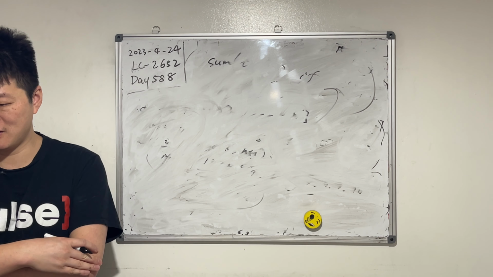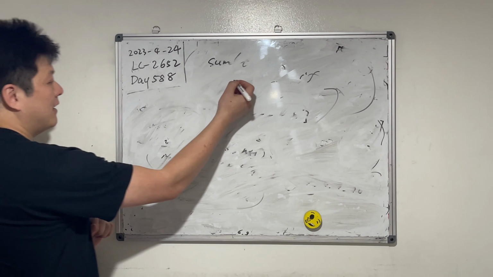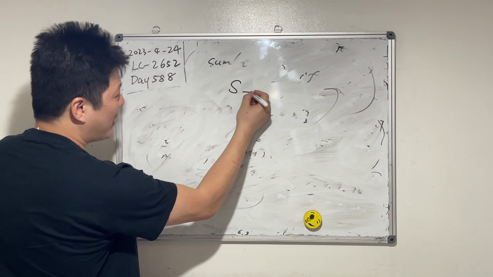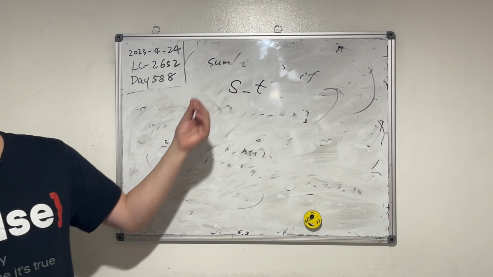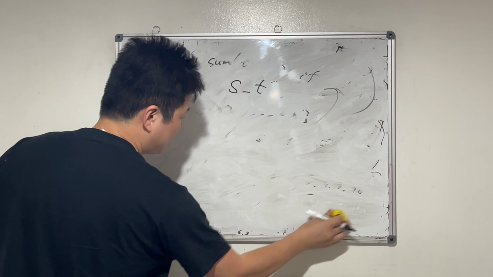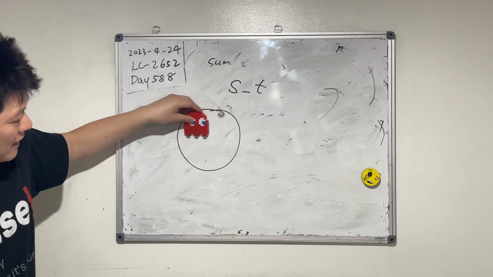Any idea? It starts with S. Set. Yeah, hash set. Remember we talked about set intersection. Okay, so a set stores unique numbers. Look, this circle.